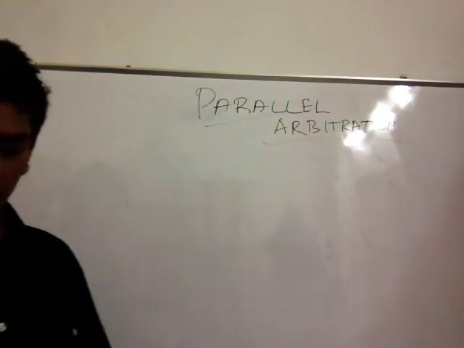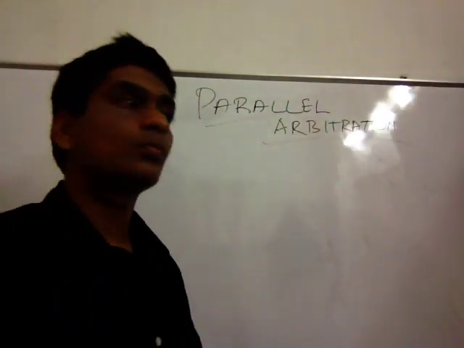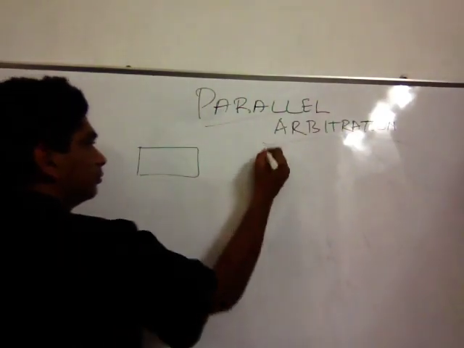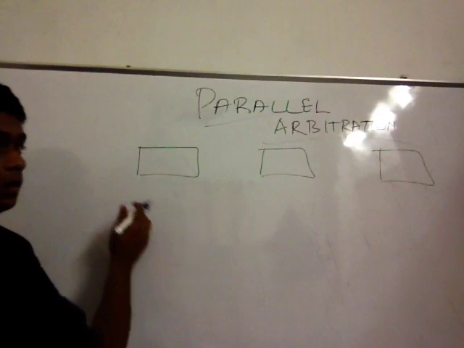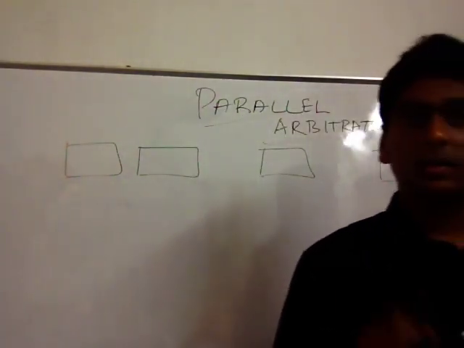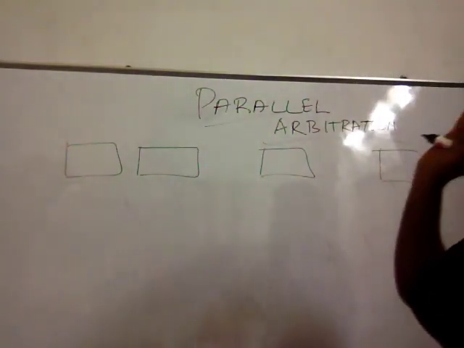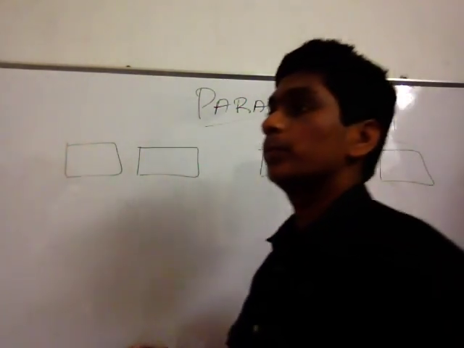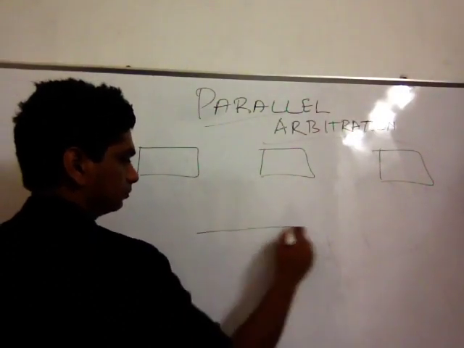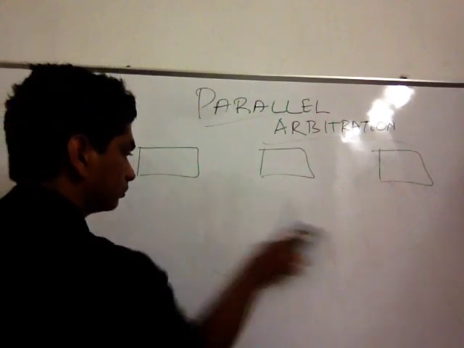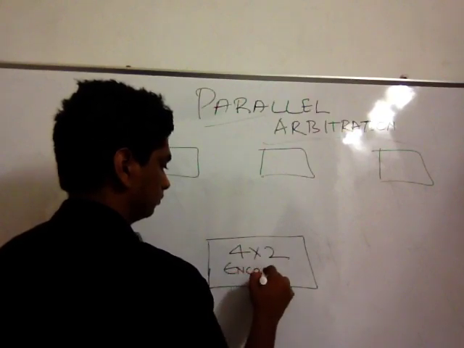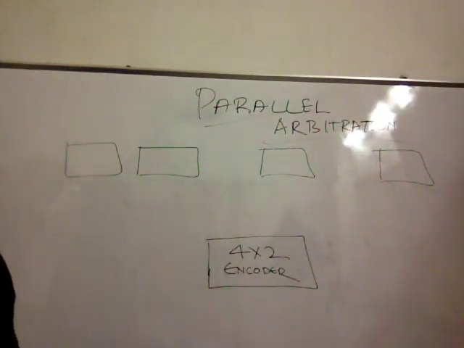So in parallel arbitration, you also have the respective processors. Four processors. Instead of connecting each one of these, we are employing an encoder and a decoder. This is a 4x2 encoder.